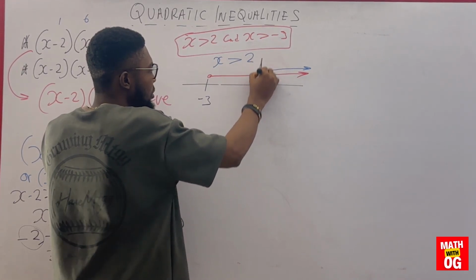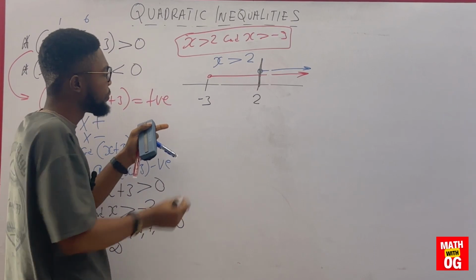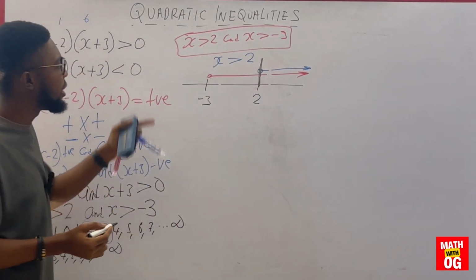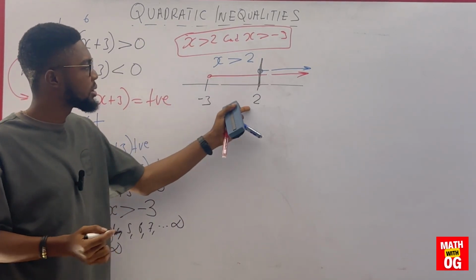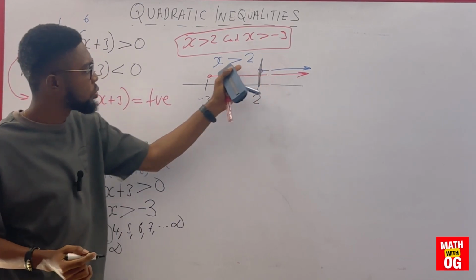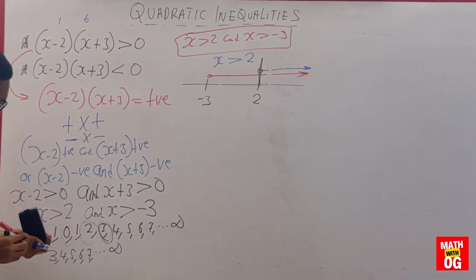If you look at this particular line here, you can see that s is greater than minus 3 and s is greater than 2. But from here to here, s is only greater than minus 3. So for s to be greater than minus 3 and also greater than 2, it means that s must be greater than 2, and that is the solution. Now let's move on to the next one.